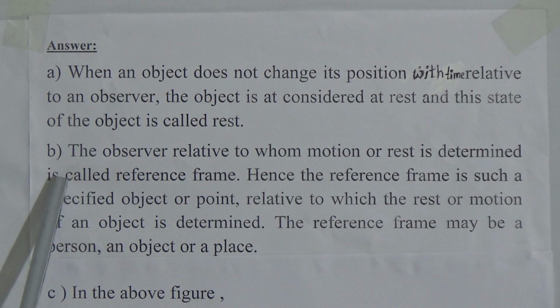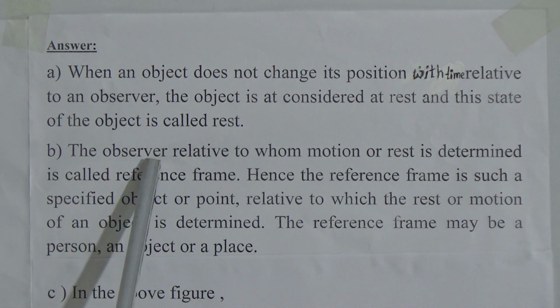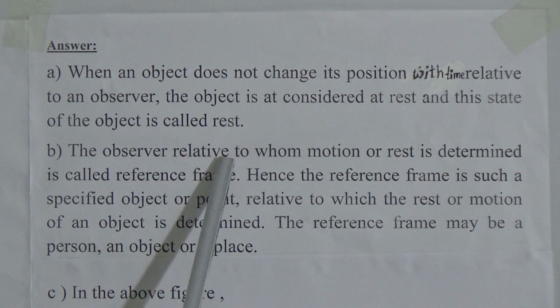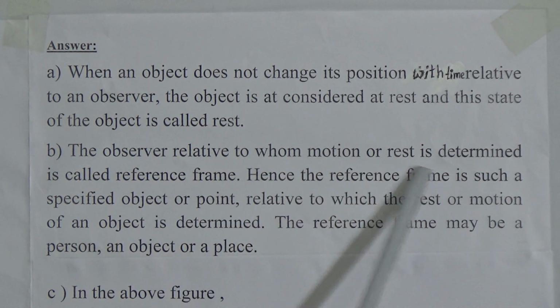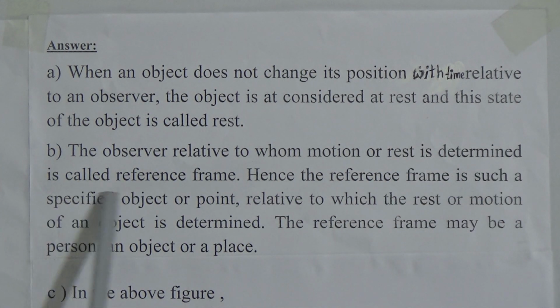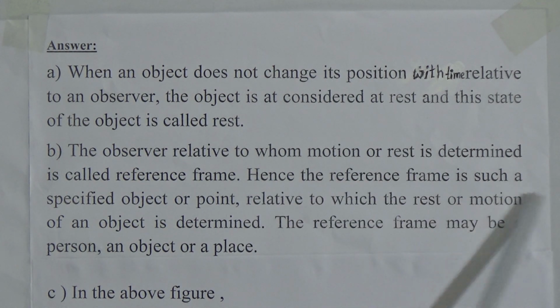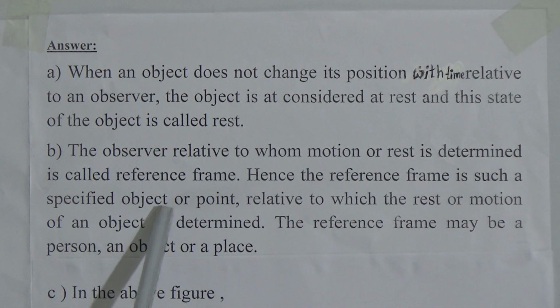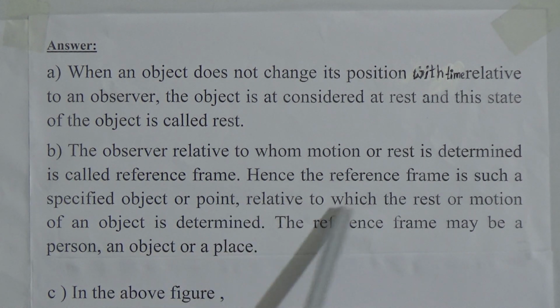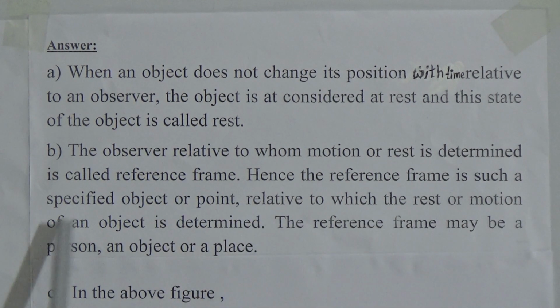The next question is what do you mean by the reference frame? The observer relative to whom motion or rest is determined is called reference frame. Hence, the reference frame is such a specified object or point relative to which the rest or motion of an object is determined. The reference frame may be a person, an object, or a place.